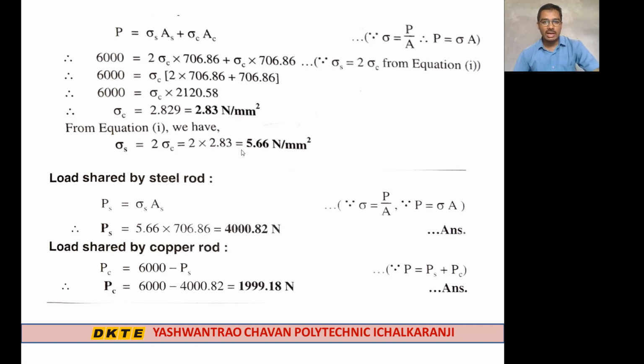Again here it is asked for the load shared by each rod. Therefore the load shared by the steel rod is PS is equal to sigma S into AS. Stress in steel, that is 5.66, times the cross-sectional area, gives 4082 Newton, that is the load shared by the steel rod. And PC is equal to 6000 minus PS, that is 1918 Newton, or again we can calculate by PC is equal to sigma C into AC. It will again give near about 2000.